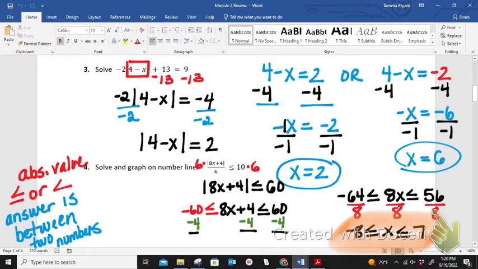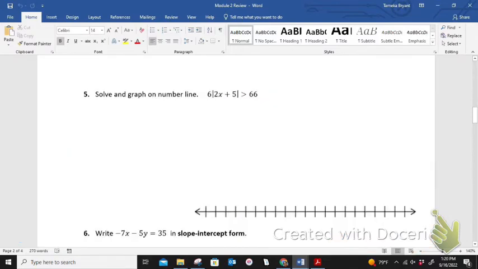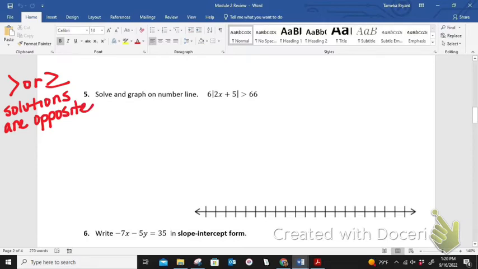So let's look at number 5. Let's look at a greater than. So for a greater than, the solutions are opposite directions. So on the number line, the arrows, the numbers won't be in between two numbers. They'll be less than a number and then greater than a different number. But you always start by getting this by itself first.